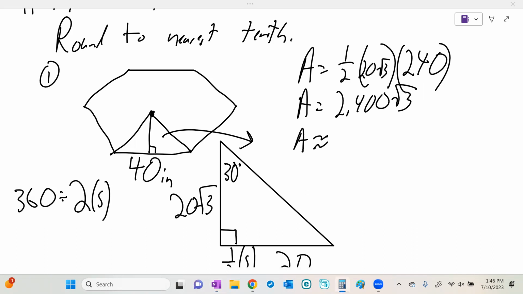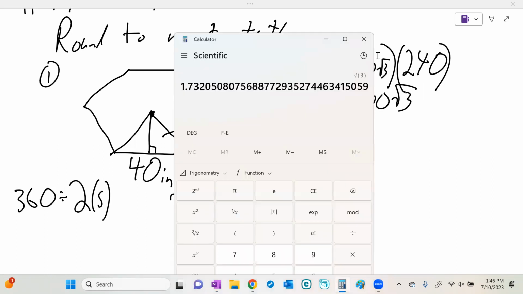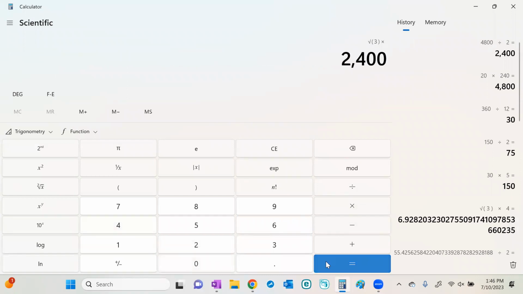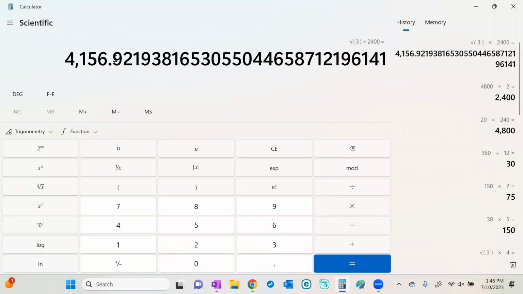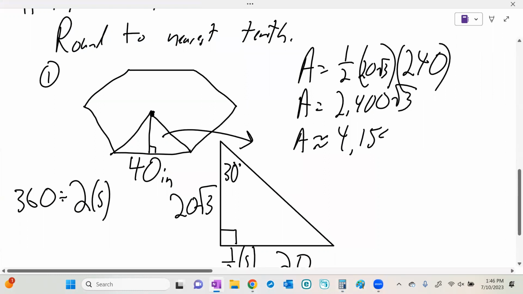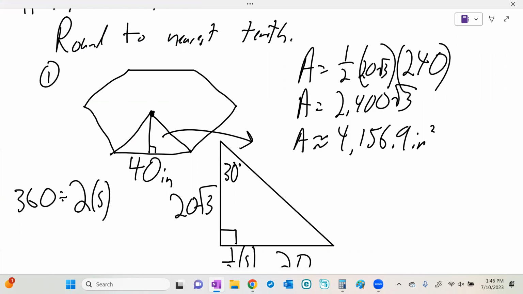So they'll ask it two different ways. They'll ask for it in the square root of 3, or I just found the square root of 3, and then I multiplied it. What am I multiplying it by? By 2,400. And then round to whatever they want you to round to, the nearest 10th. That would be, let's see, this 2 keeps that a 9. 4,156.9 inches squared.